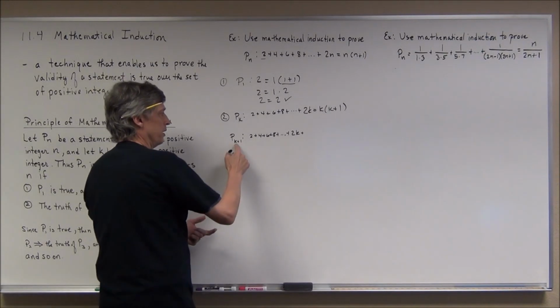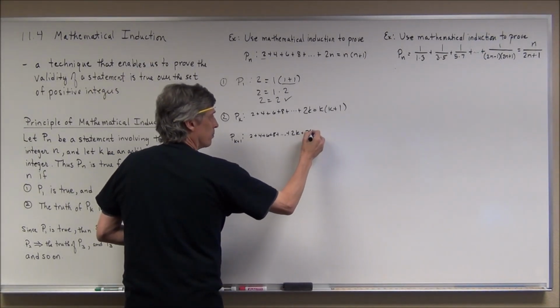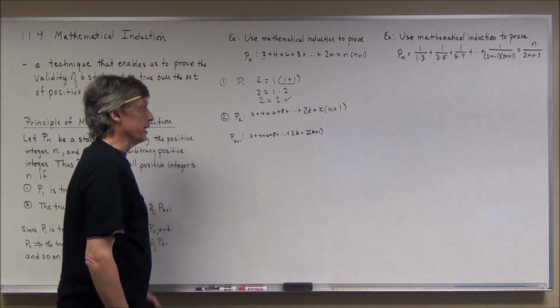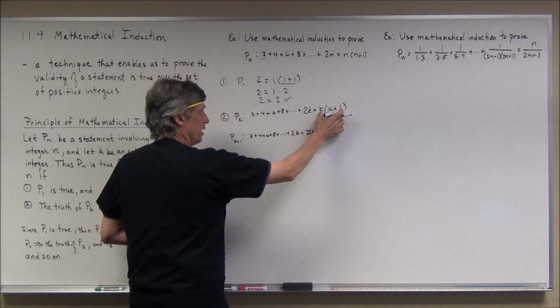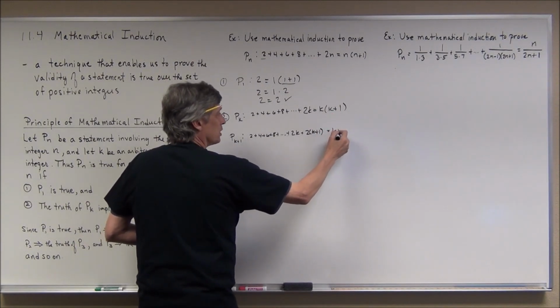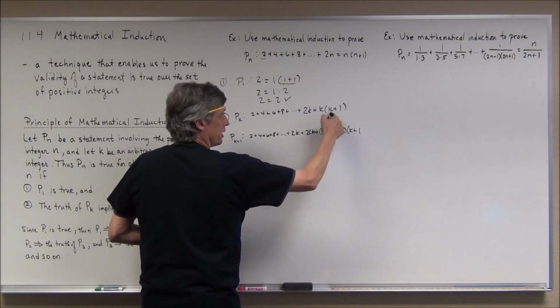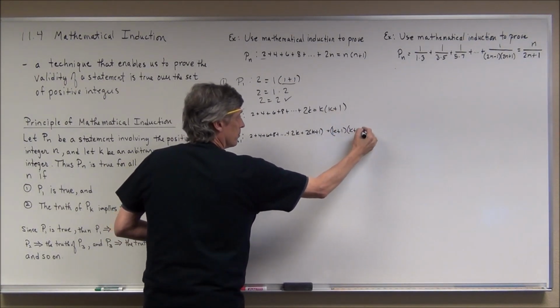So the next one is when the subscript would be k plus 1, so this would be 2 times the k plus 1. Alright, and is this equal to what we would get here if we replace k with k plus 1? Does this equal k plus 1, k plus 1, that's what I plugged in for k, plus the 1.